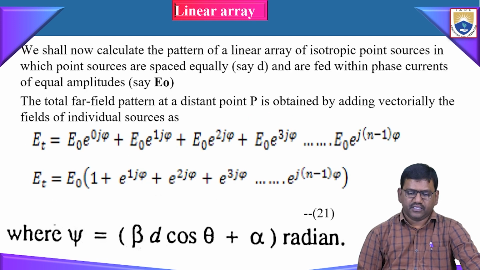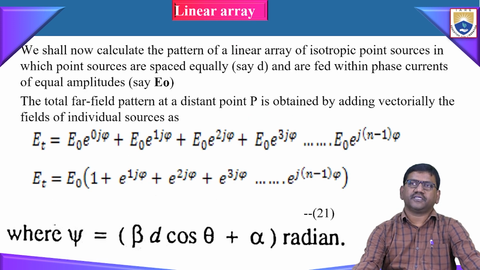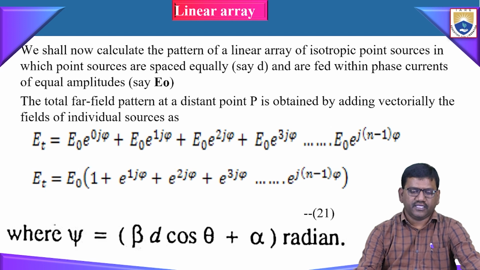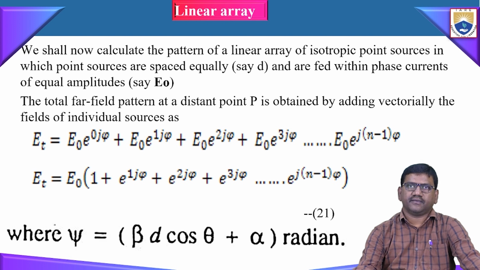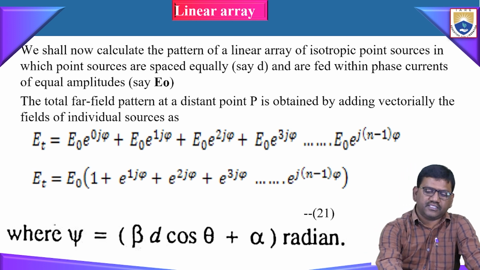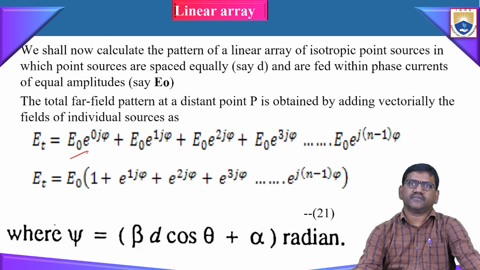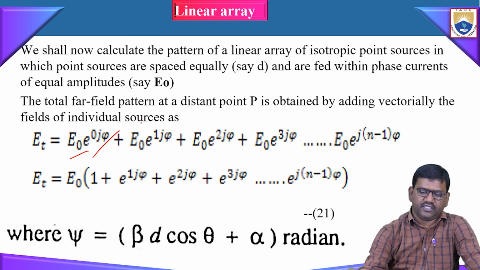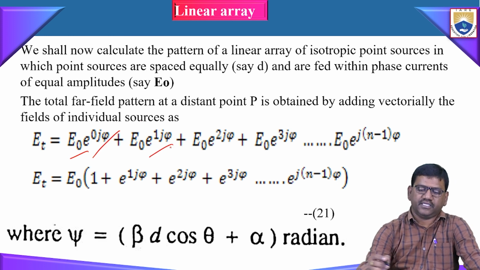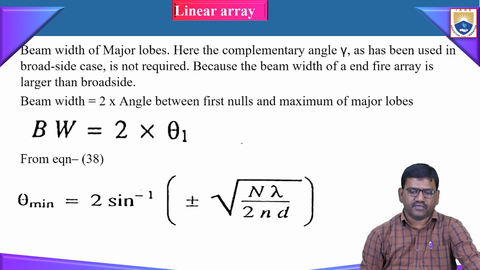A linear array is nothing but elements separated by equal spacing with equal current and equal phase. We call it a linear array. Already we have derived the expression for the linear array. The total far field of the linear array is given by the electric field produced by each of the individual elements of the array. Let us assume the electric field produced by each individual element is E naught: the first element E naught e power 0 j psi, the second element E naught e power 1 j psi, and E naught e power 2 j psi. So I think we need to derive the expression.